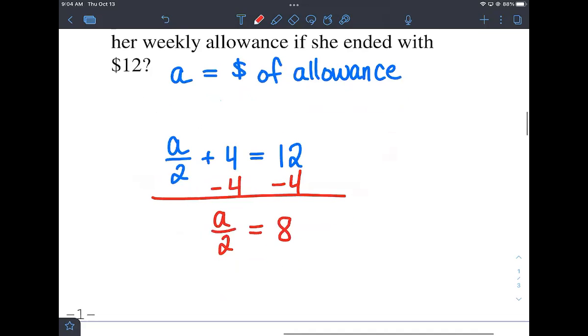Let's go back in time even further. Before she played mini golf and spent half of her money, how much money did she have? $16. That must be her allowance. So you know what? I take back. Her parents aren't cheapskates. $16 a week for allowance. I know a lot of you don't get paid anything for a chore.